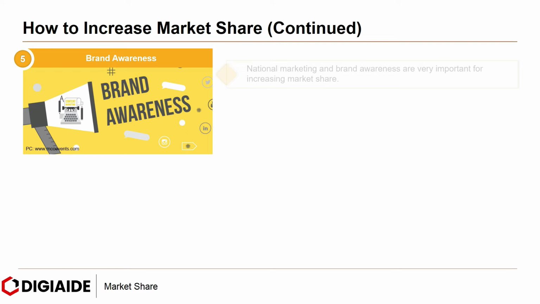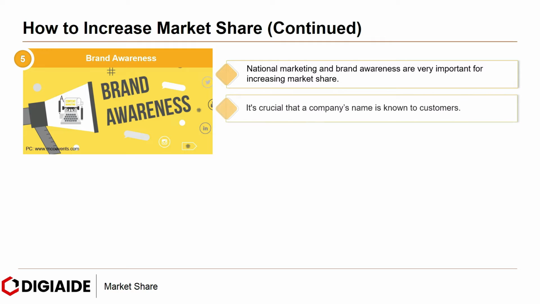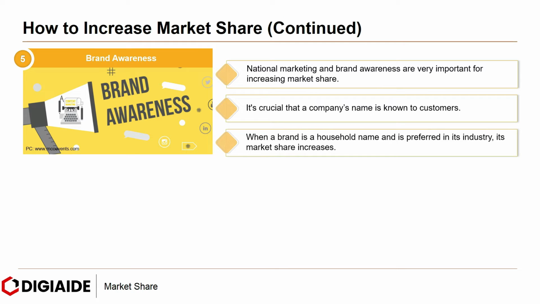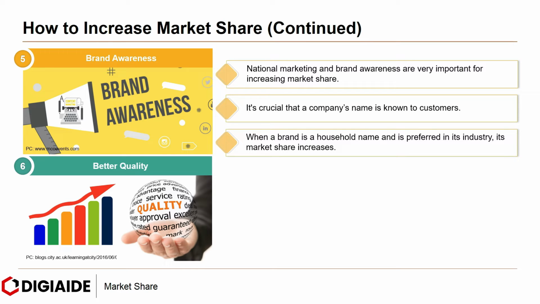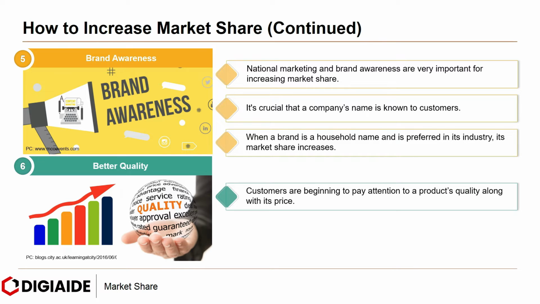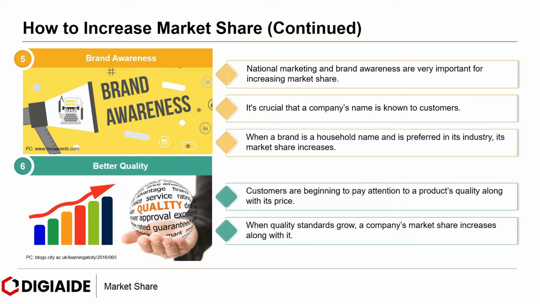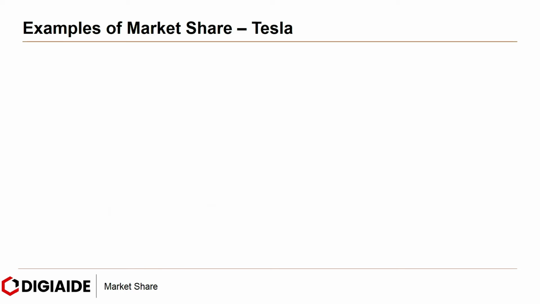Next, brand awareness. National marketing and brand awareness are very important for increasing market share. It's crucial that a company's name is known to customers. When a brand is a household name and is preferred by its industry, its market share increases. And finally, offering better quality. Customers are beginning to pay attention to a product's quality along with its price. When quality standard grows, a company's market share increases along with it. Now let's look at some examples of companies and their leading market share.